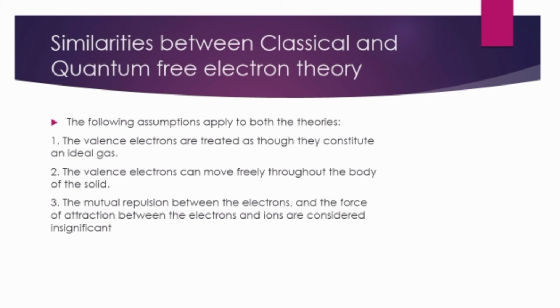Similarities between classical and quantum free electron theory. The following assumptions apply to both the theories. The valence electrons are treated as though they constitute an ideal gas. The valence electrons can move freely throughout the body of the solid. The mutual repulsion between the electrons and the force of attraction between the electrons and ions are considered insignificant.